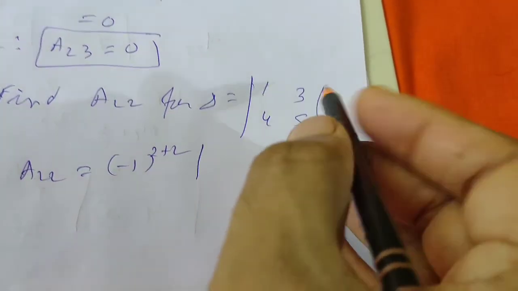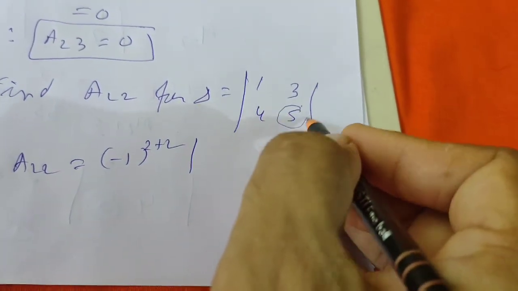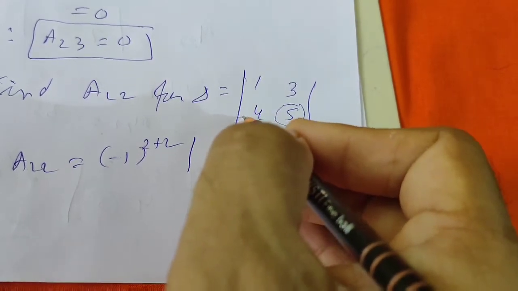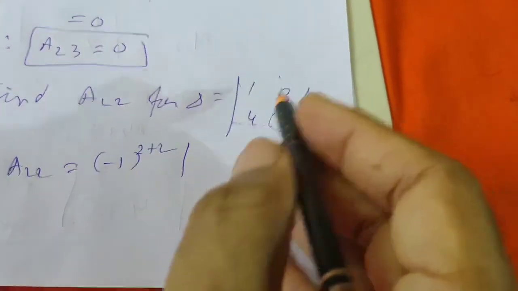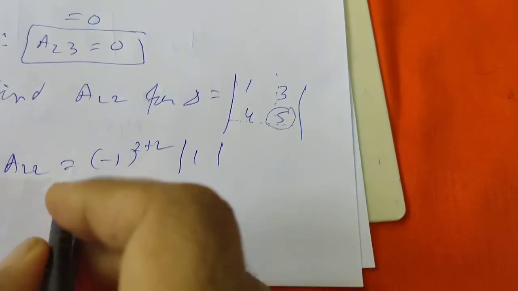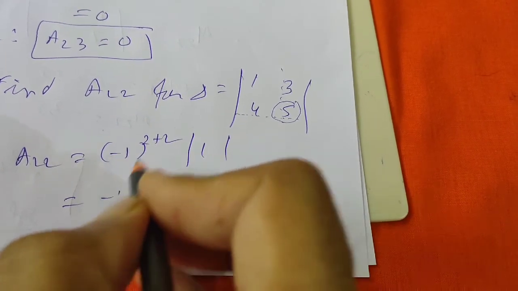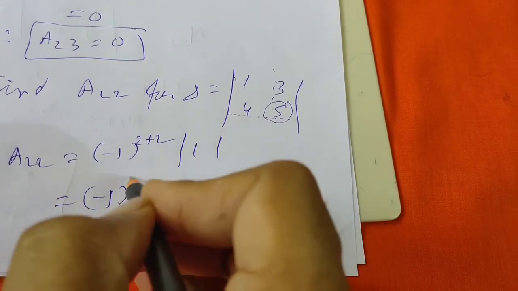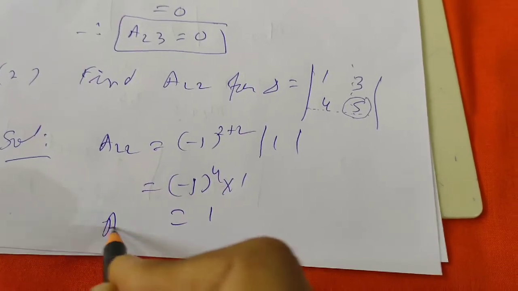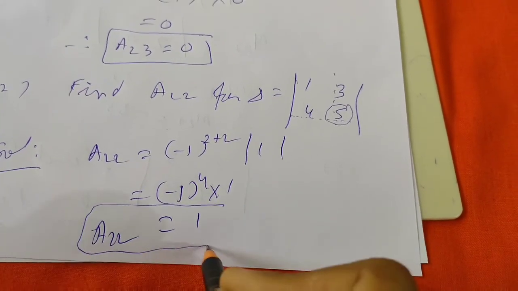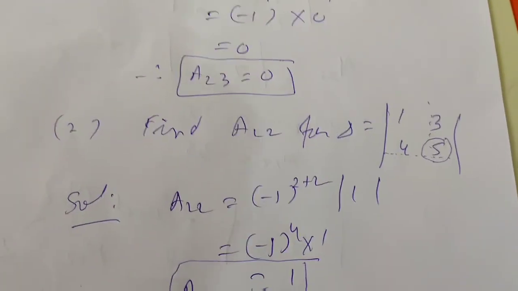How can we obtain the minor in this case? First of all find the position of this element. For A22, cancel out the row and column elements, so the remaining is only 1. The determinant of 1 is equal to 1 only. So what we get here is minus 1 raised to 2 plus 2, that is minus 1 raised to 4, into 1, which is 1. So A22 equal to 1. This is the cofactor of A22. This is how we can get the cofactors and minors.